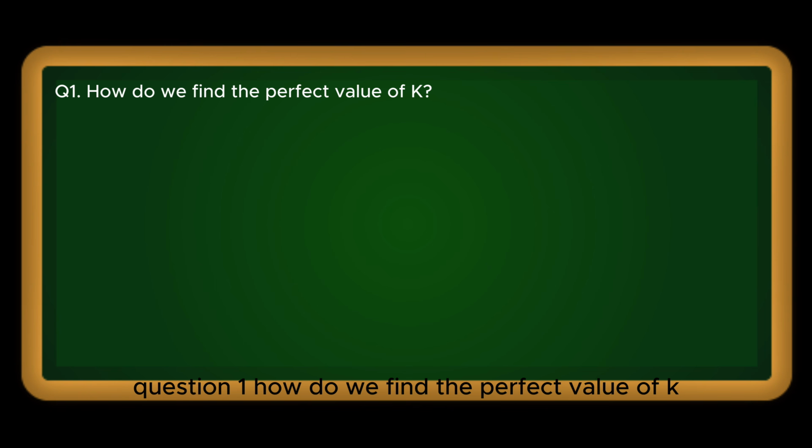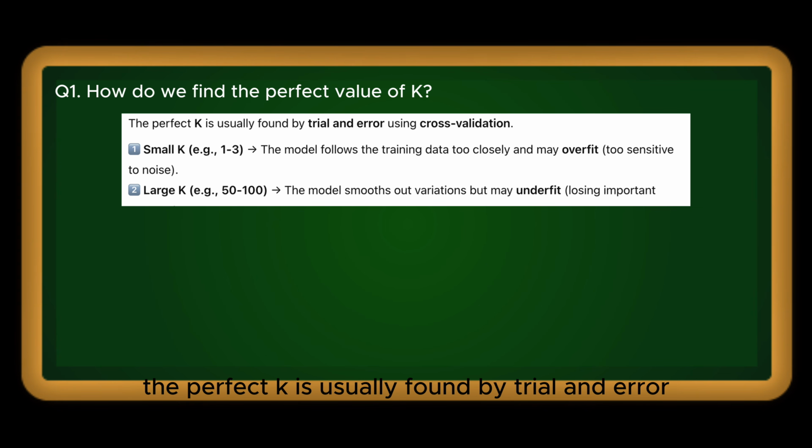we left behind. Question 1. How do we find the perfect value of K? The perfect K is usually found by trial and error using cross-validation. Small K, the model follows the training data too closely and may overfit, too sensitive to noise. Large K, the model smooths out variations but may underfit, losing important patterns.